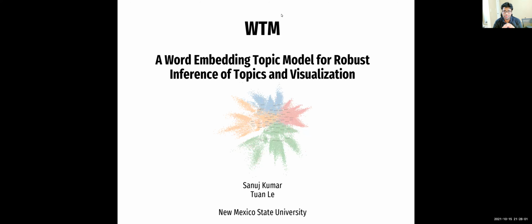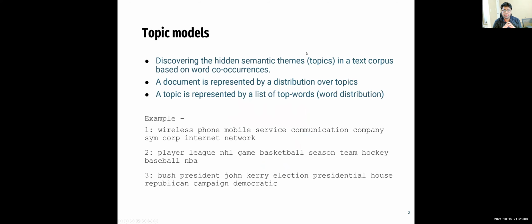And I would like to share my work, which is a word embedding topic model for robust inference of topics and visualization. Now, topic modeling can be described as a technique to draw out the hidden semantic themes, which are known as topics, from the text corpus. You can think of a text corpus as talking about a variety of things. This variety of things can be said to be topics, and as these topics are hidden, we don't actually know what exactly they're talking about. So in topic modeling, we try to denote these topics by a list of words, which can also be said as a distribution of words.